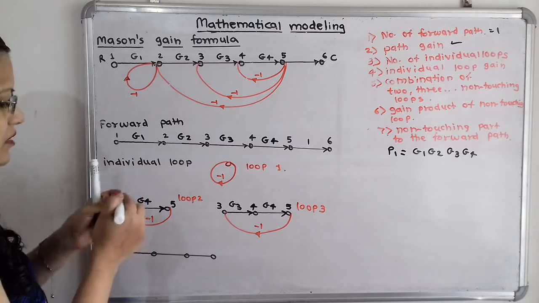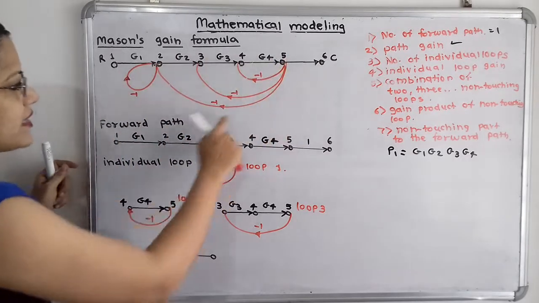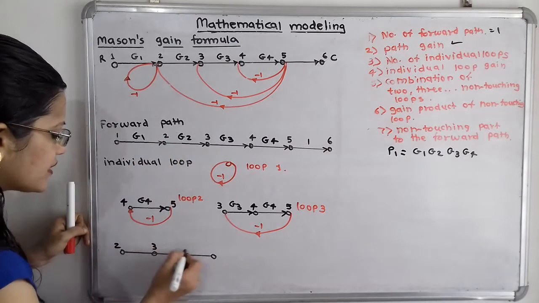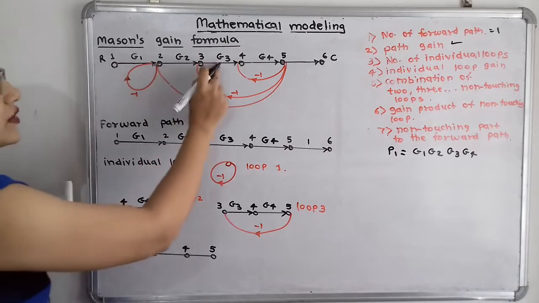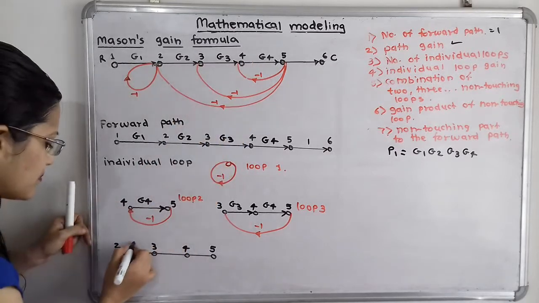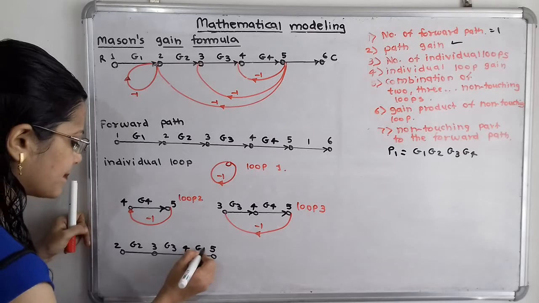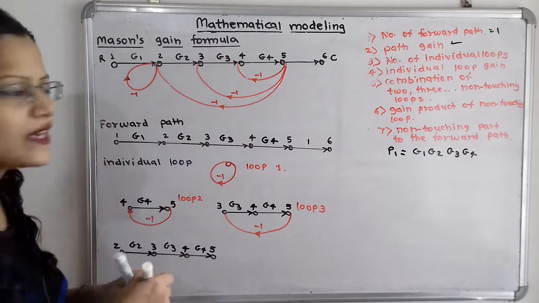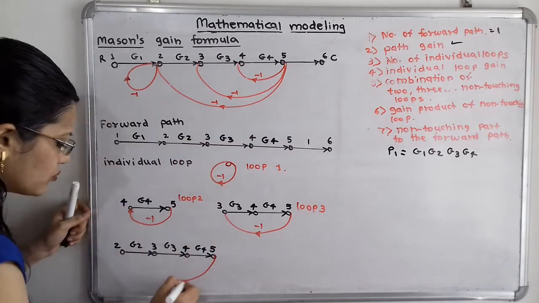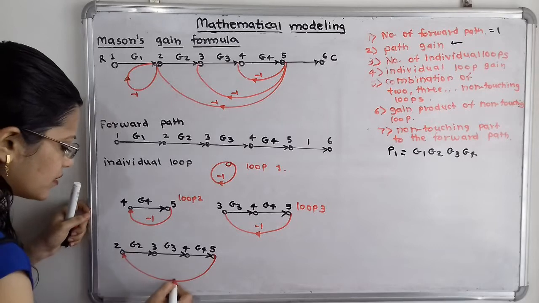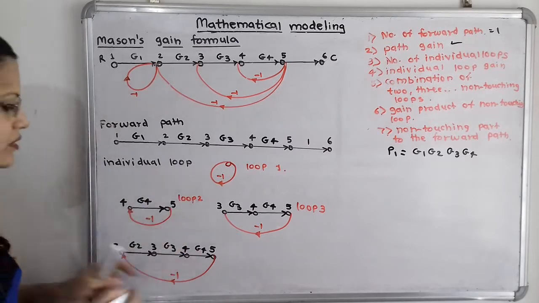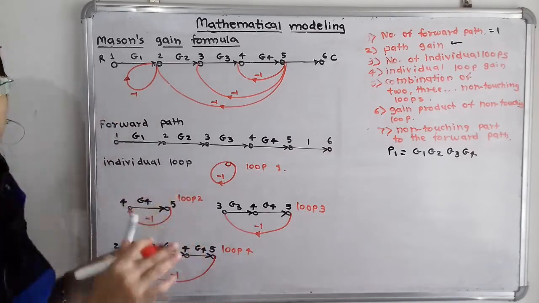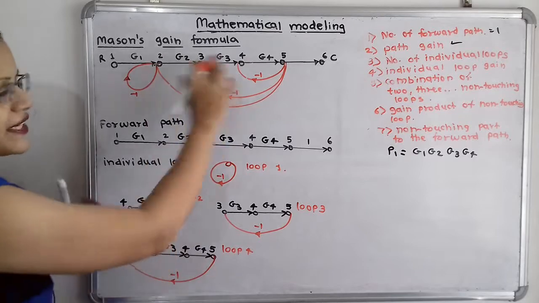Again if we observe from node 2 to node 5 there is one loop that is getting completed. So we have to show that is 2, 3, 4, 5. Now we have to show these gains, that is G2, G3, G4. Now with the help of feedback path we will complete this, that is from 5 to 2. Here is -1. So this is the loop number 4. So these 4 loops are there, or we can say 4 individual loops in this given problem.